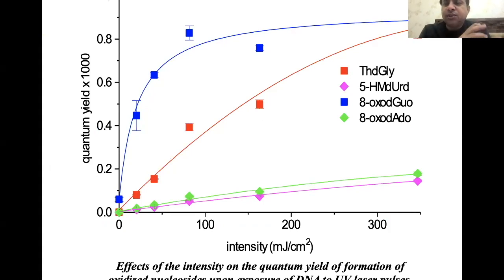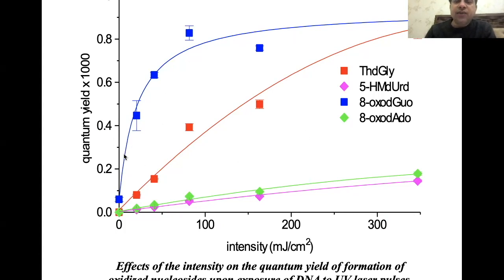So we have four very important products. One is thymine glycol, then we have uracil, then we have 8-oxo adenine. Now, which one is the most important one? If you compare the effect of intensity on the quantum yield of formation of oxidized nucleosides upon exposure of DNA to UV lasers, then the quantum yield value is not much affected in thymine glycol and 8-oxo-guanidine.